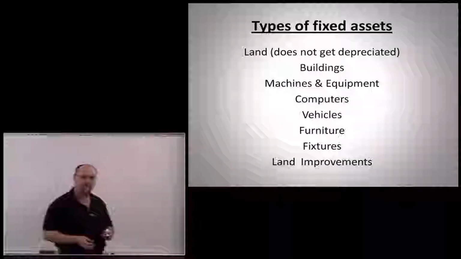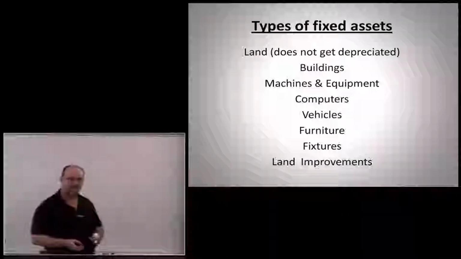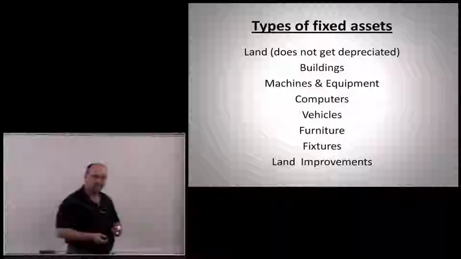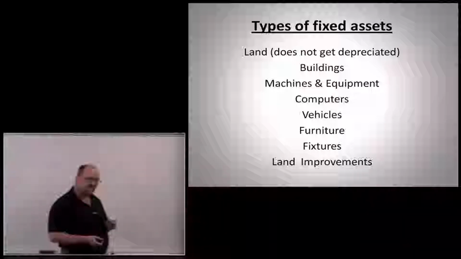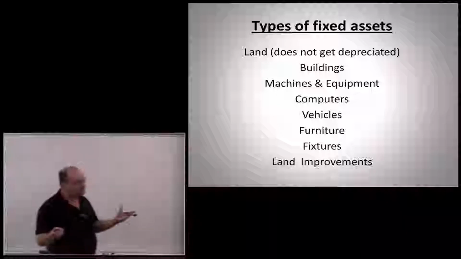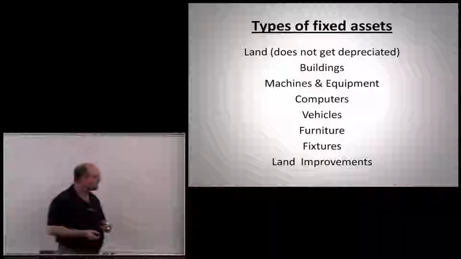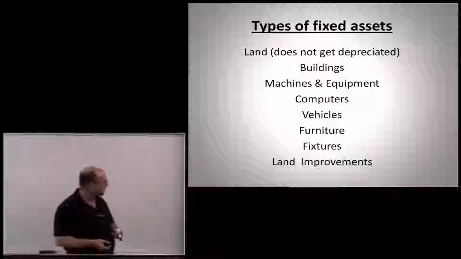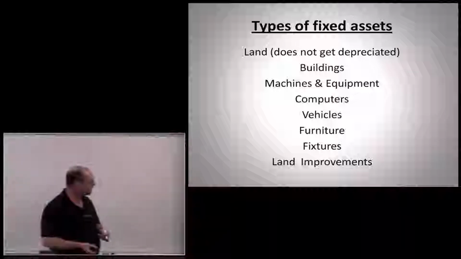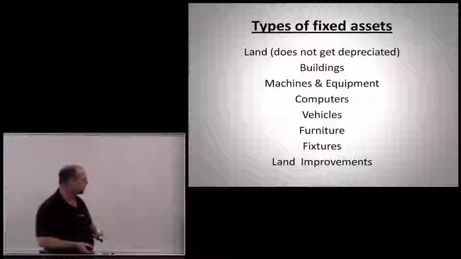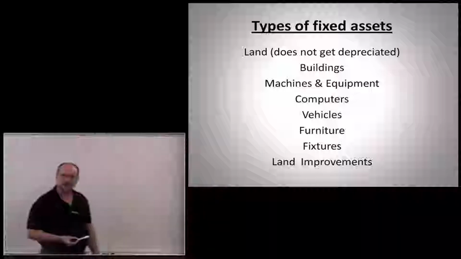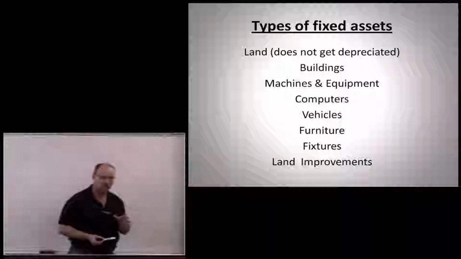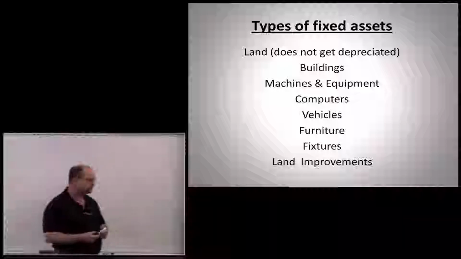These are the most common types of assets found in the property, plant, and equipment account. Land. Now land, notice, land does not get depreciated because land's going to be here for an awfully long time. However, everything else is man-made. Buildings, machines and equipment, computers, vehicles, furniture, fixtures, such as this overhead projector hanging from our ceiling, which I know you can't see, but anything attached to a building is called a fixture.